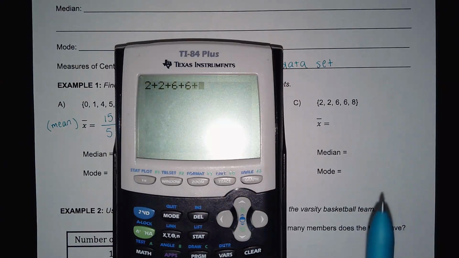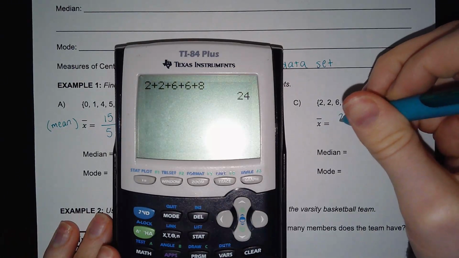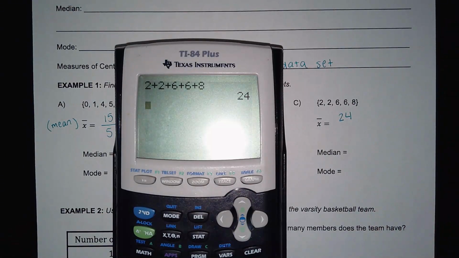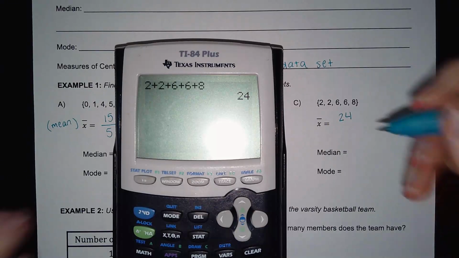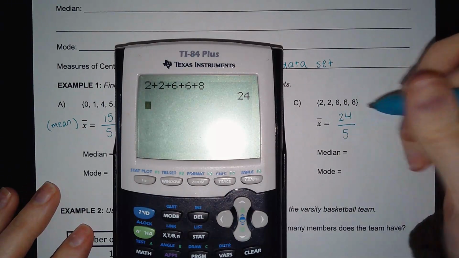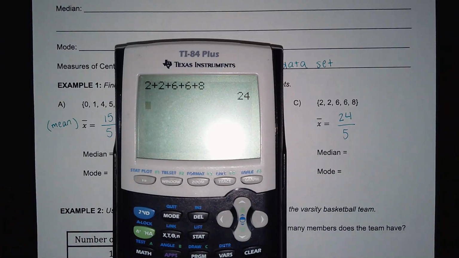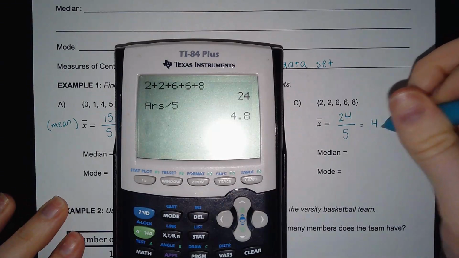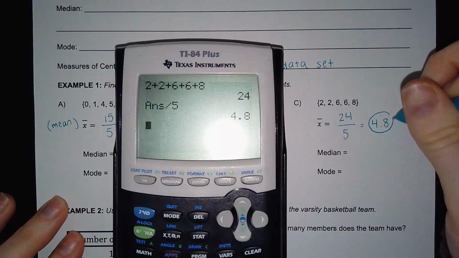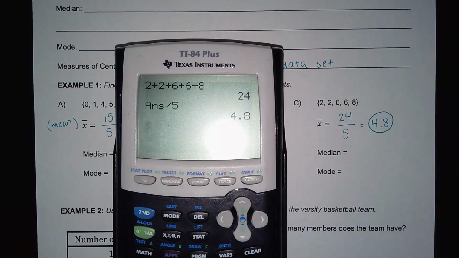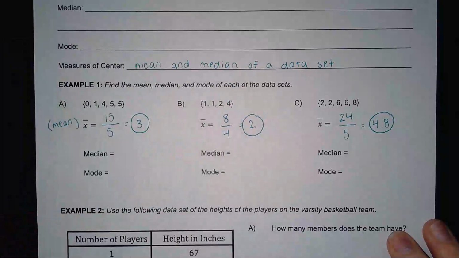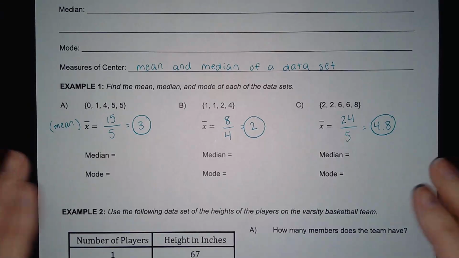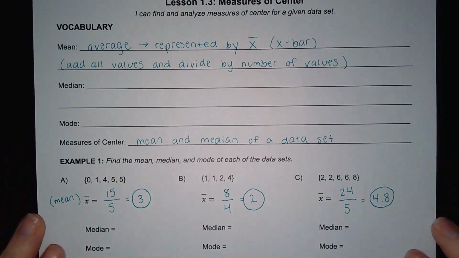Now, one of the things I want you to notice is that I'm adding and then dividing. I'm not doing that all in the same step. Your calculator will do the order of operations if you do it all in the same step. So we got 24 as our sum. We are dividing by 5. We do get a decimal here for our mean, and that's okay. We're allowed to get decimals. That might happen, especially when we're doing an even number divided by an odd number. All right, so that's our first measure of center. That's the mean, adding all the values and dividing.